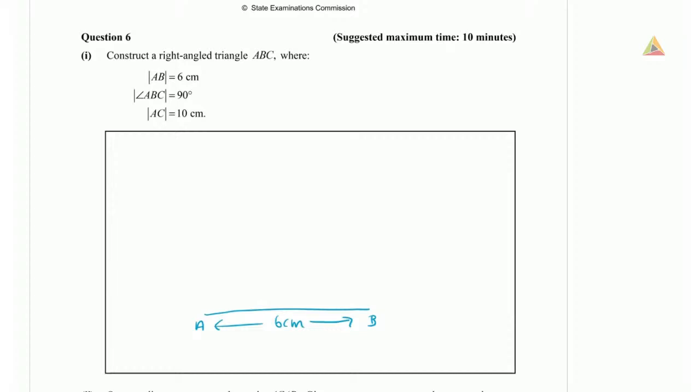Then you're going to use a protractor to make a 90-degree angle, and you're going to draw a line straight up as shown. You use a ruler for this. So this is 90 degrees.